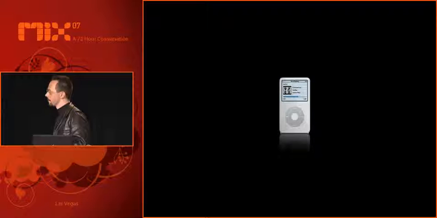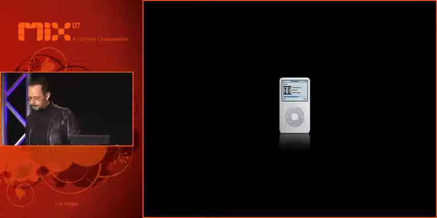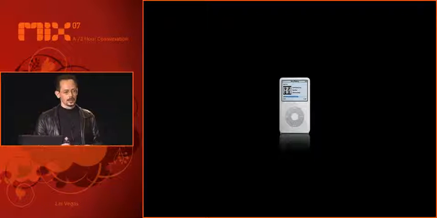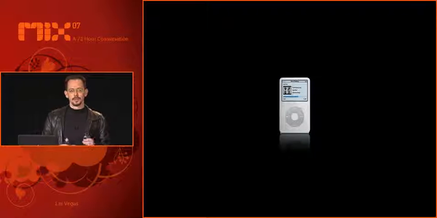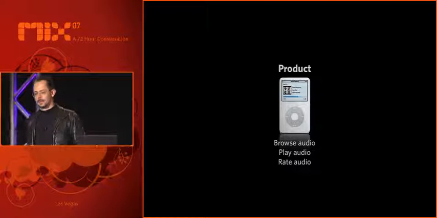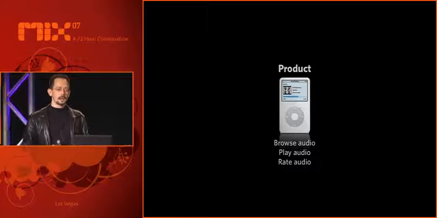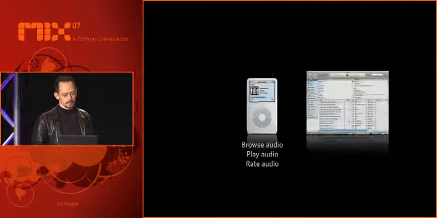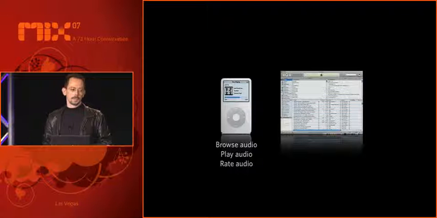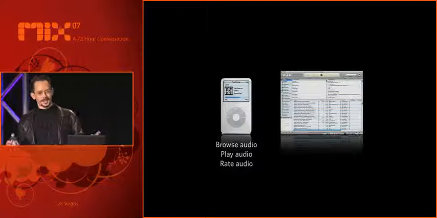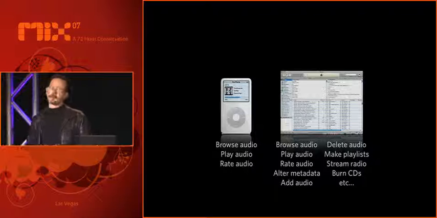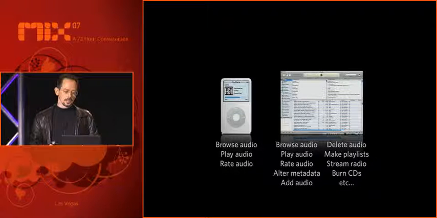Here is another example of where the iPod really distinguishes itself, because if you look at the iPod as a product, it doesn't actually do that much, right? It really just does a few things. But really, the success of the iPod is because it's not just a product. There's more to it, because in addition to the iPod, you have iTunes, the desktop software that comes with it. And so a lot of that complexity of managing digital media can be offloaded from the portable device to the desktop environment, where these tasks are more easily accomplished.